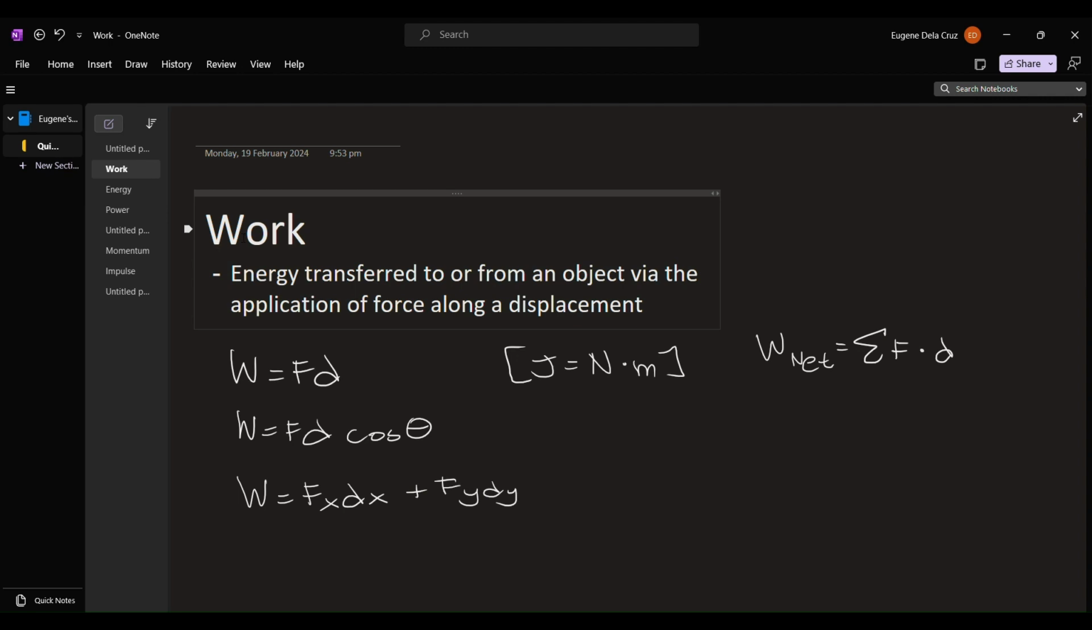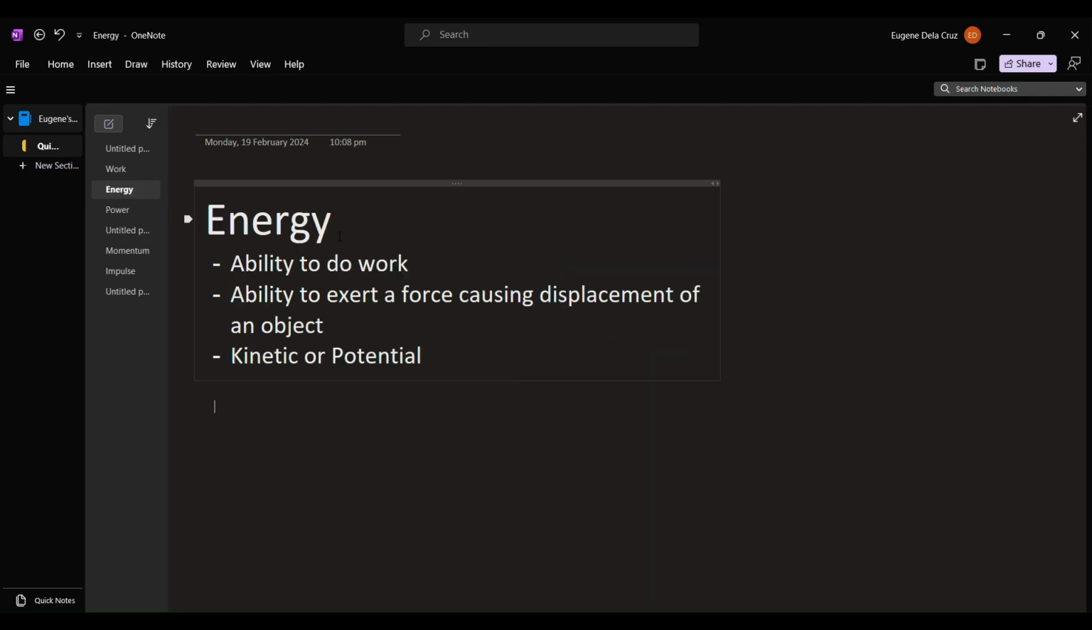So we mentioned earlier that work is the energy transferred. But what is energy? Energy is the ability to do work. It is the ability to exert a force causing displacement of an object. So there are two main types of energy: there is kinetic energy and there is potential energy.